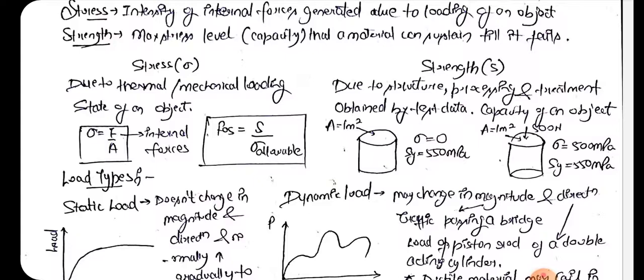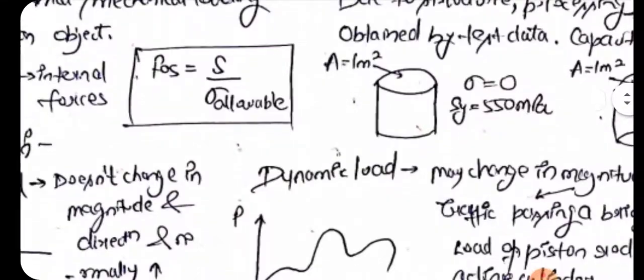And secondly is strength. Strength is the maximum stress level, that is, the capacity that a material can sustain till it fails. It doesn't depend upon the loading of an object. Strength is due to structure, processing, treatment. It is obtained by test data. It is the capacity of an object. Here we are seeing an example.